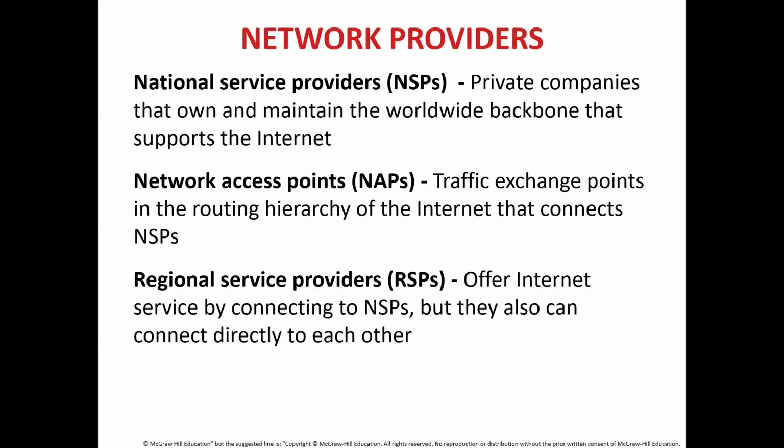Network access points, or NAPs, are traffic exchange points in the routing hierarchy of the internet that connect network service providers. A network access point is one or more locations with a high level of connectivity and several options to access the main carriers and content. In it, different providers, in other words different internet service providers and telecommunications companies, set up their points of presence, allowing any business to easily use their connectivity services.